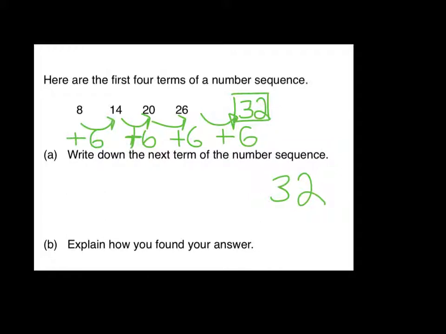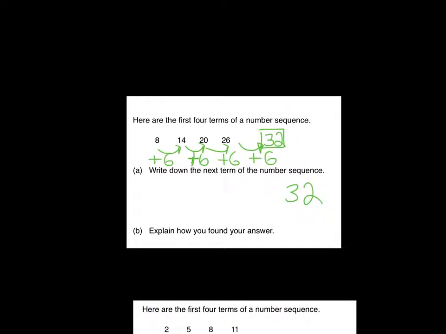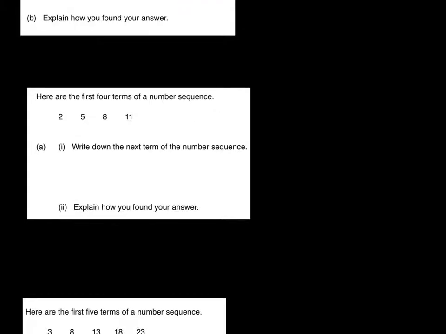So next question, explain how you find your answer. You could just write it in words. You add 6 to get the next term, and that's it. So just in words, you just need to write that out. Next question.